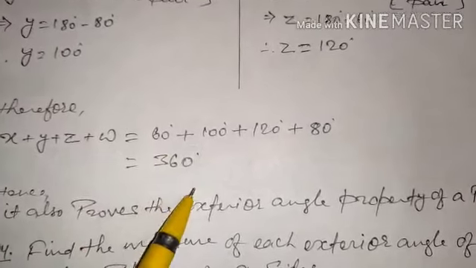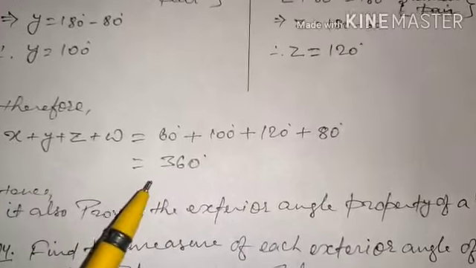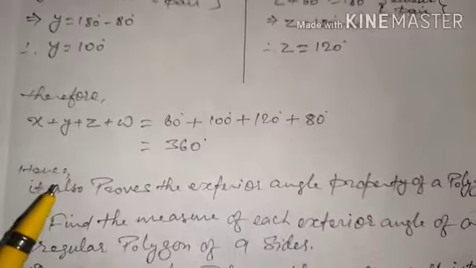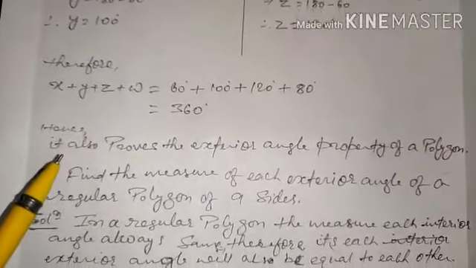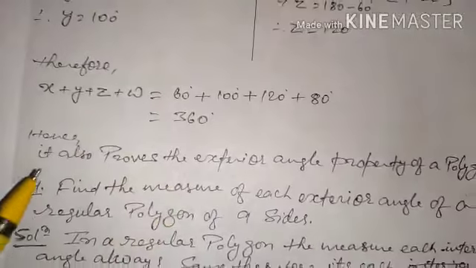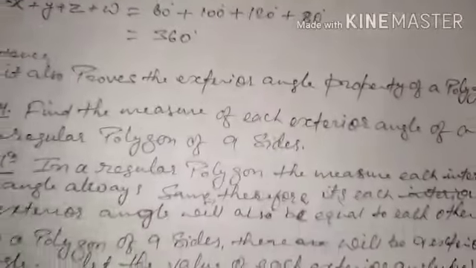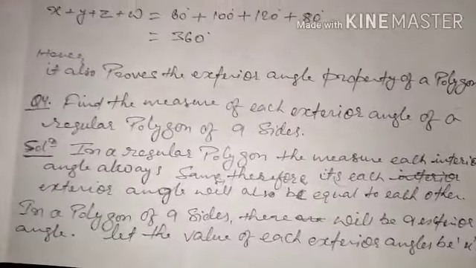This applies to all polygons, either regular or non-regular, regular or irregular, doesn't matter. It will follow this exterior angle property. So hence it also proves the exterior angle property of a polygon. It means we have proved the exterior angle property of the polygon also. Okay, no issues. Now move on.